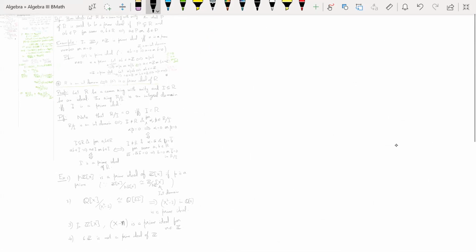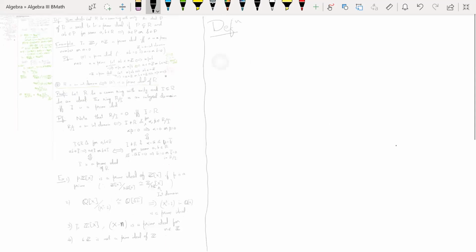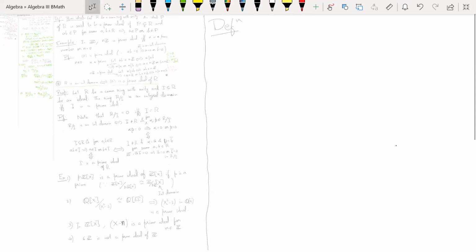Examples of which are also special cases of prime ideals, but they are called maximal. So they are slightly different. They are better than prime ideals. They are maximal ideals. We'll show that maximal ideals are prime ideals, but from the definition it won't be evident.